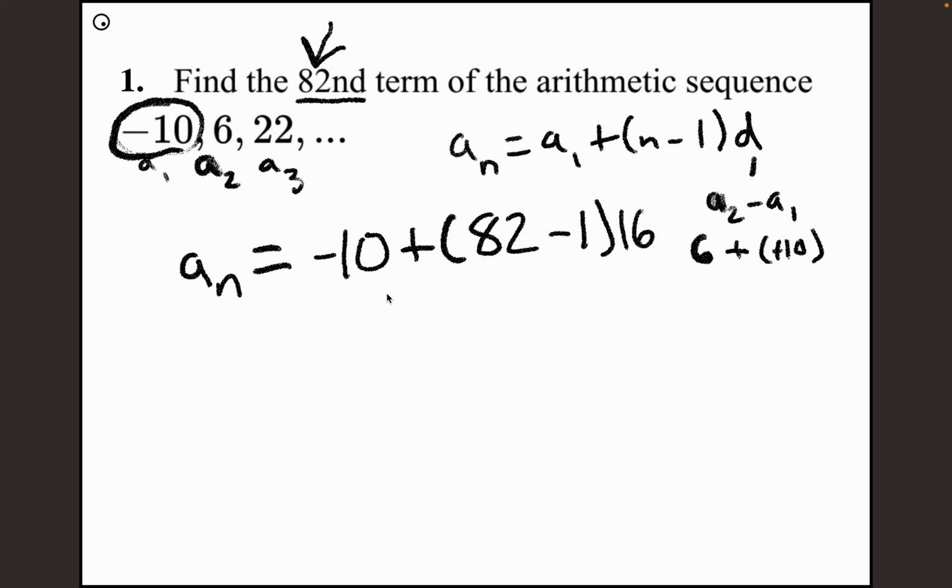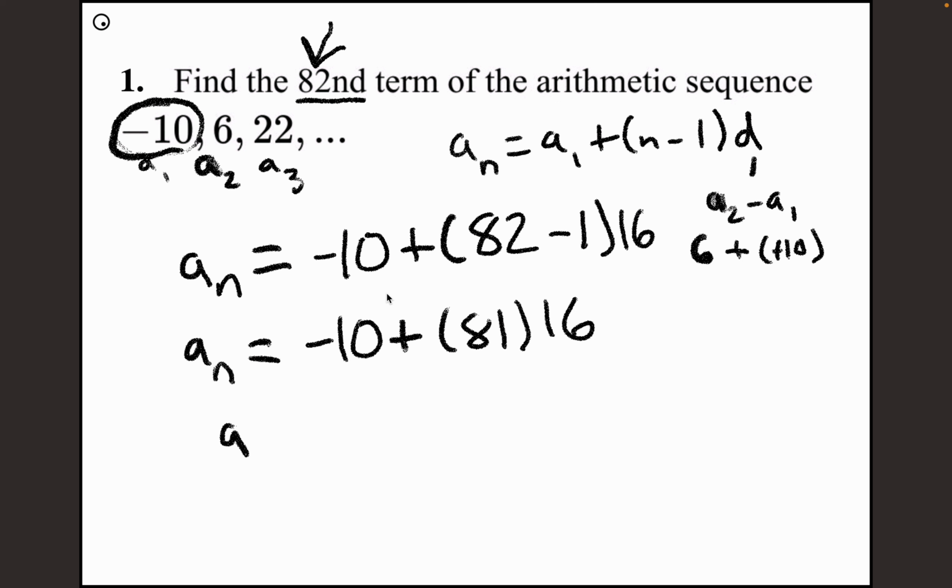So we've got to make sure we do PEMDAS. We've got to follow that order of operations. So we have our an equals negative 10, plus 82 minus 1, which is 81, times 16. Now in your calculator, you can put 81 times 16. And when you do that, you should get 1,296. Okay, you're going to see some big numbers when you do these problems.